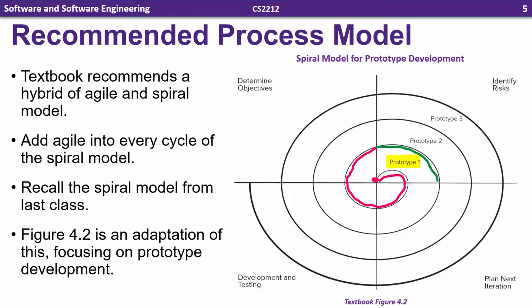So again, we start by identifying risks. What are the potential problems? Does it make sense to keep going on? We plan the next iteration. What are we going to add to the prototype? We construct the next prototype. And then we get the feedback again from the stakeholders. And it keeps going on and on like this, with the prototype getting more complete, more complex as we go on and outwards from the spiral.